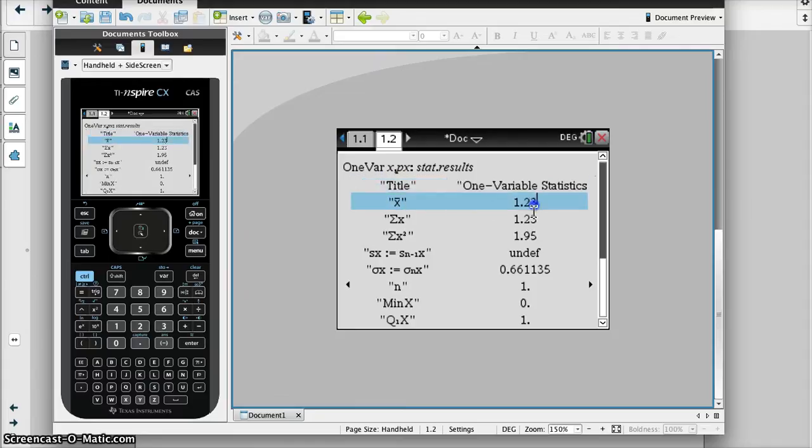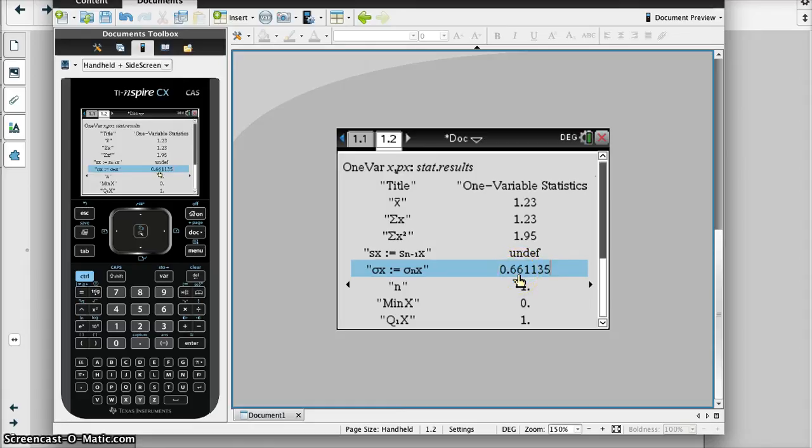And we do see here that the mean is 1.23, which matched what we did in class today. And the standard deviation is 0.66. If you want the variance, then you would need to take the standard deviation and square it.